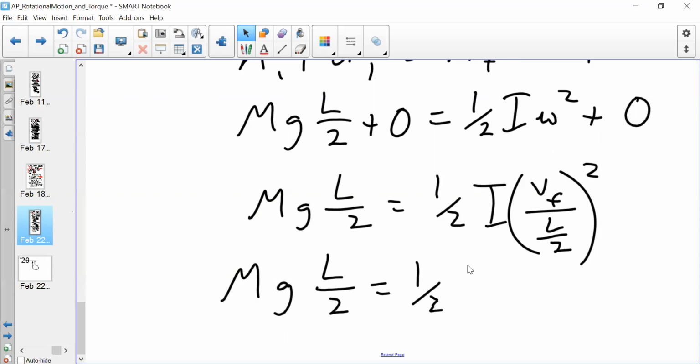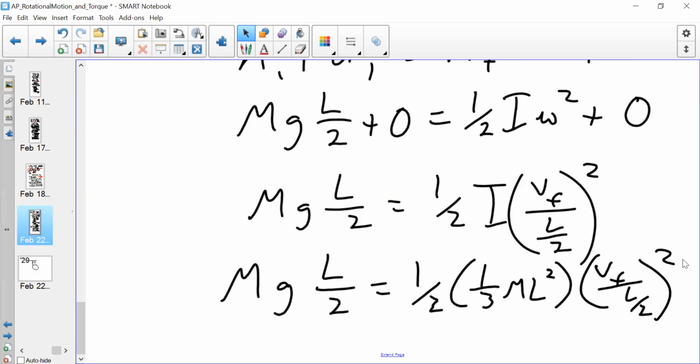Okay, 1/3 ML squared times V final over L/2, squared. So did anybody get that already? The M's cancel out. If you do it properly, you're going to get the same result as you see in your textbook. But I think they solve for angular velocity, but same idea. This is angular velocity. We're using it to solve for the linear speed at the bottom.